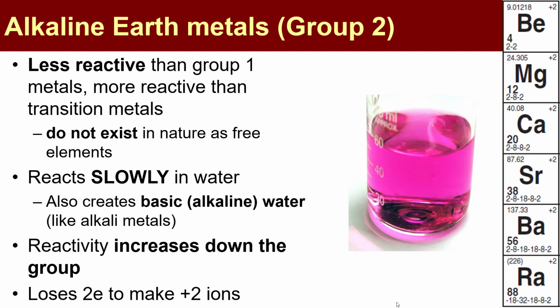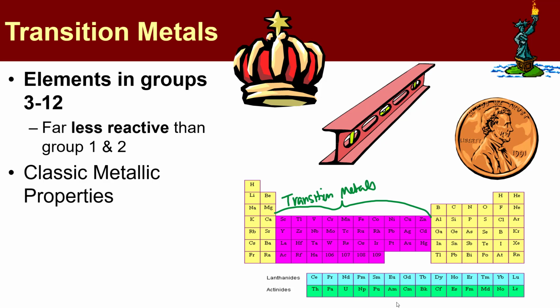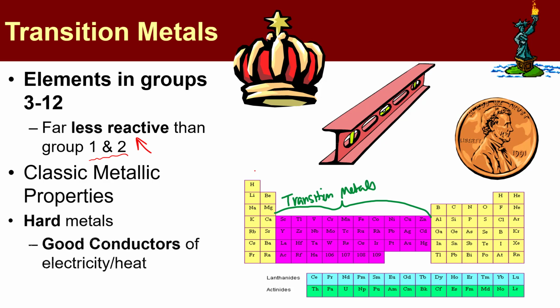Now that we're done with Group 2 and the alkaline earth metals, let's transition further towards the right into Groups 3 through 12, which are your transition metals. These are your metals that have classic metallic properties, and one of the things that you guys are going to find is they are far less reactive than Groups 1 and 2, which means they will still engage in a chemical reaction, but not as vigorously as Group 1 or 2 metals would. They have their classic metallic properties, which tells me that they are hard metals. They are excellent conductors of heat and electricity. Many of them have a high luster and are shiny.